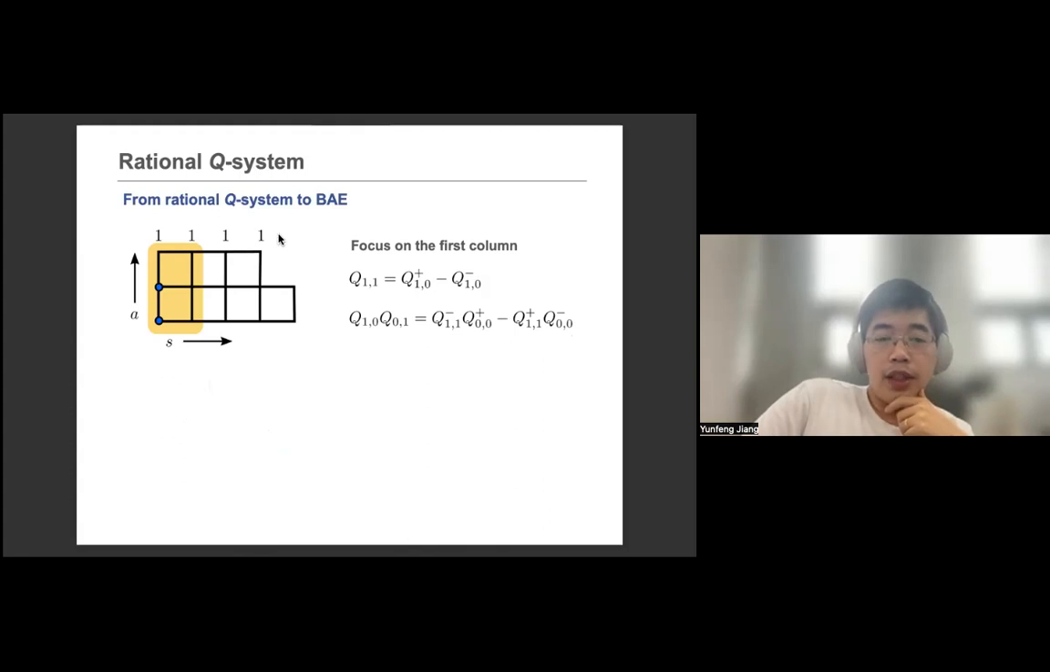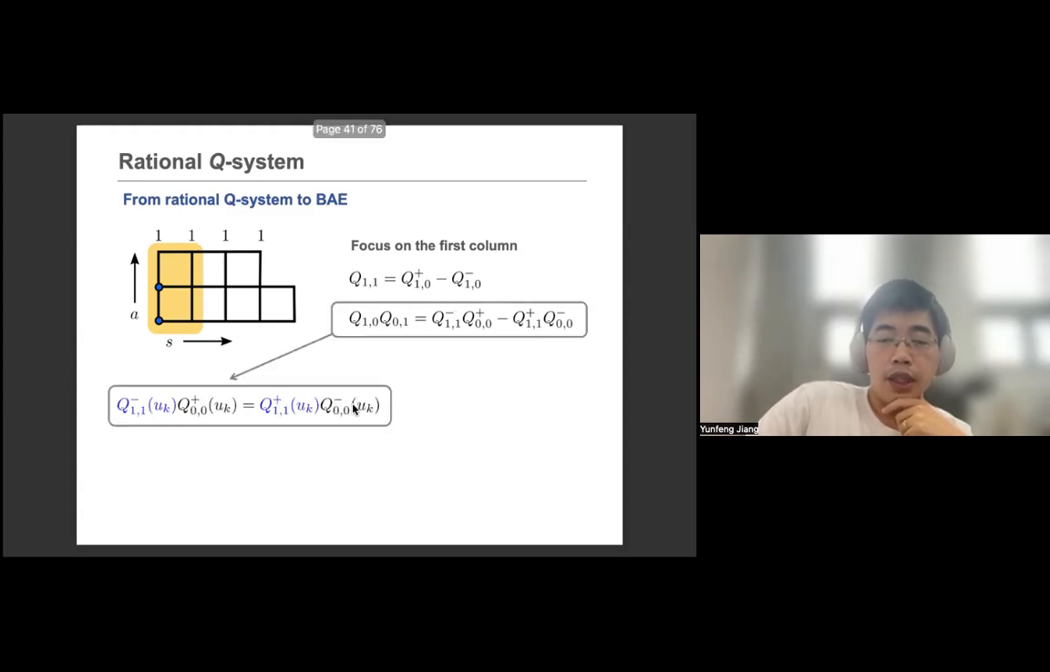So how do we see that from the Q-system we can obtain the Bethe ansatz equation? For this, we just focus on the first column, these two boxes, and we have two QQ relations. The first QQ relation is simpler because we have put two Q functions to one. And then there's this second QQ relation. As we said before, the zeros of Q_{10} are just the Bethe roots. So we take u equal to u_k, namely one of the zeros of Q_{10}, and then we obtain this equation. We still have some Q_{11} around.